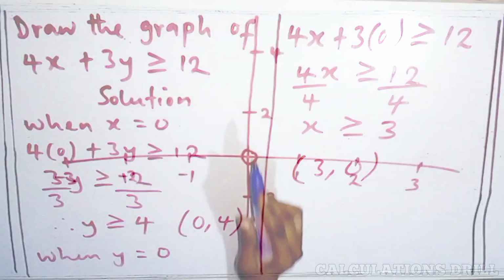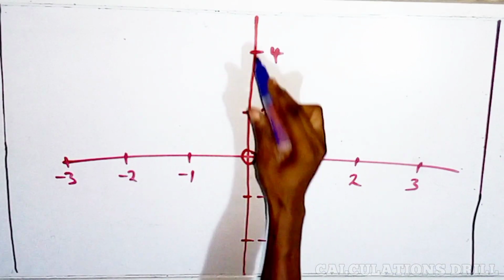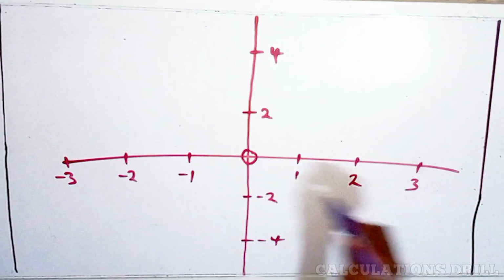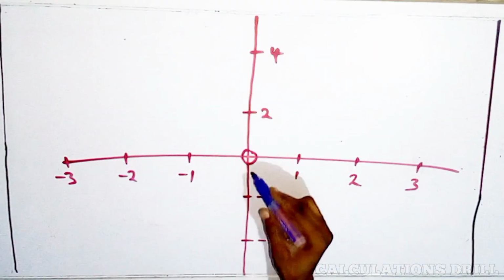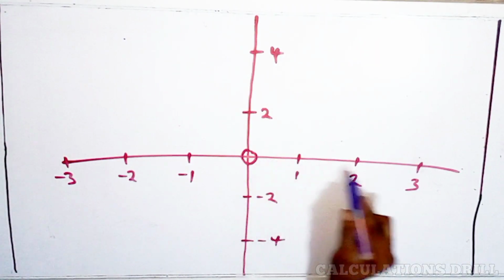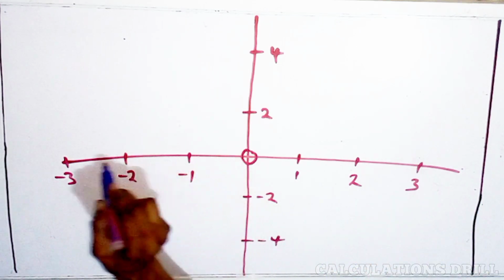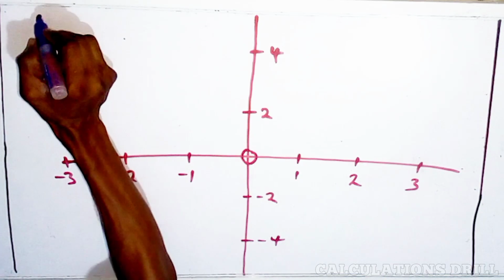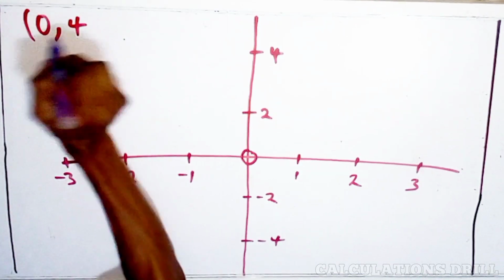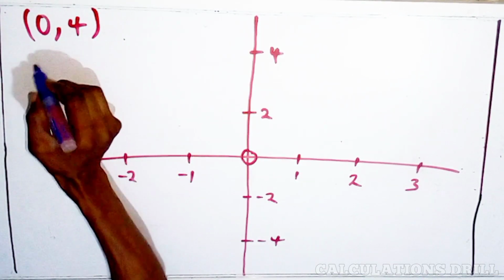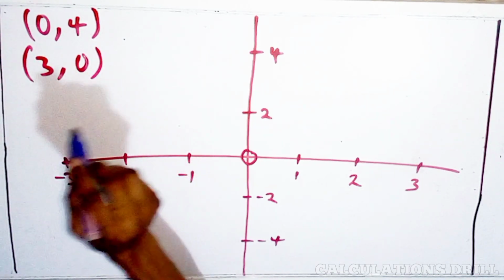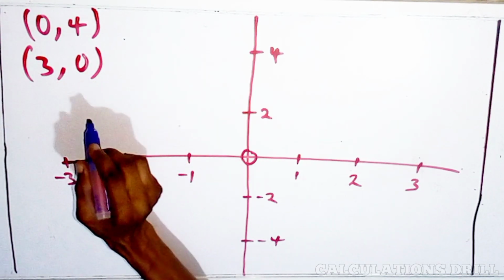The next thing we move to is our graph section. How to draw the graph. Then we have the positive and negative x-axis and the positive and negative y-axis. Let's write down our coordinates. We have (0, 4) and (3, 0). So that is what we got as our coordinates.